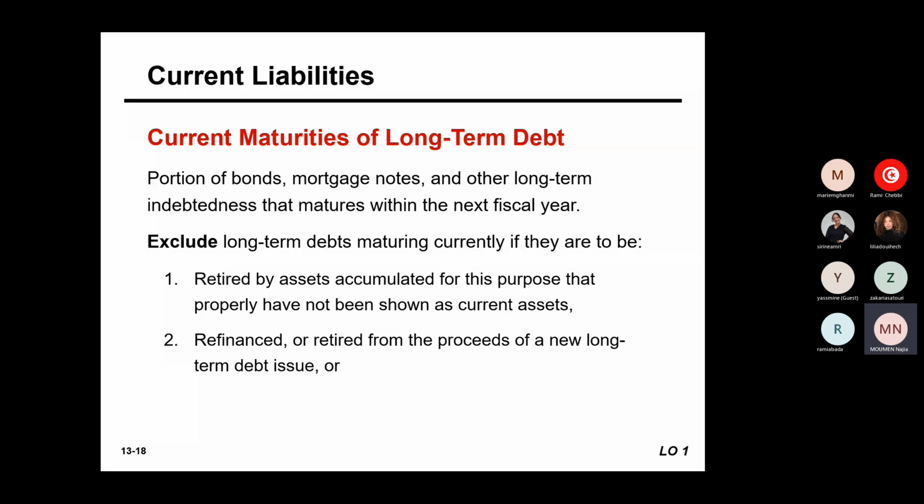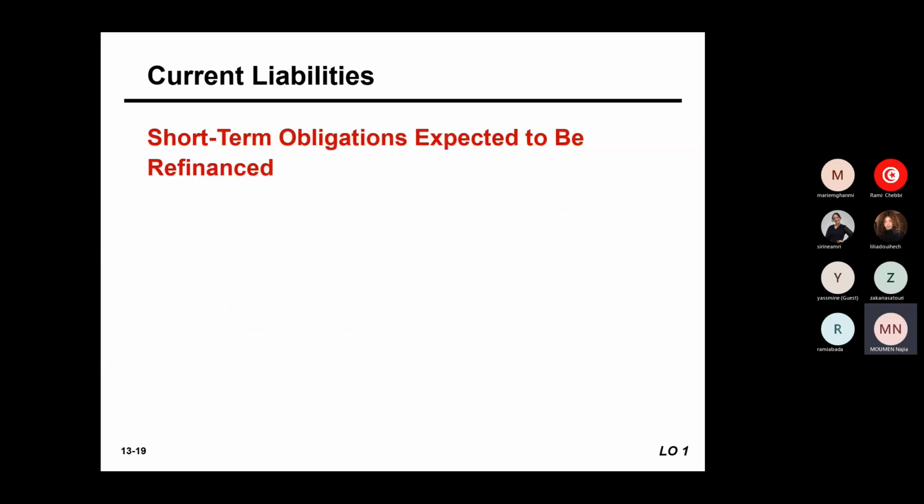So of course, if you will be having a new long-term debt to finance these current maturities, then of course you should not consider them as current maturities. Okay. And also, you should not consider this portion as current maturities if they are converted into ordinary shares. Okay, so these are the situations when you have to exclude these current maturities of long-term debt from this reclassification from long-term liabilities to the current liabilities.